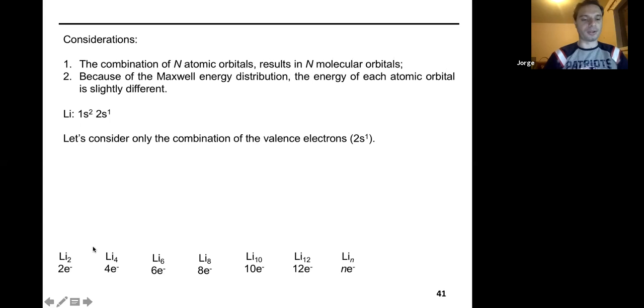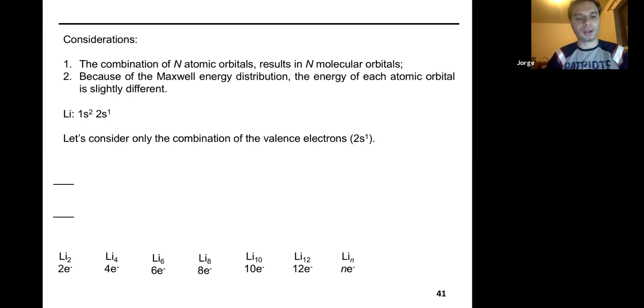So I started with two atoms of lithium, then moved to 4, 6, 8, 10, 11, 12, and N. Okay. Remember that each atom of lithium has one electron in the valence shell. Therefore, the combination of two atoms of lithium will have a total of two electrons.